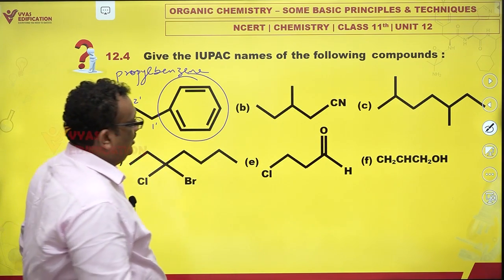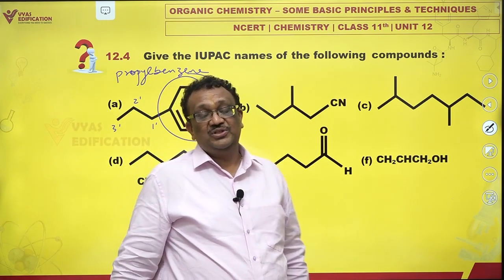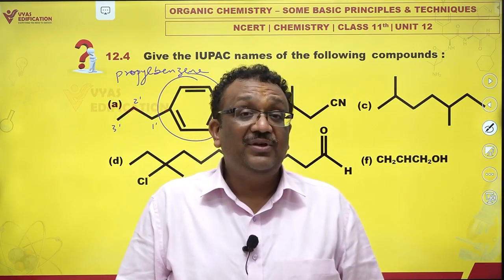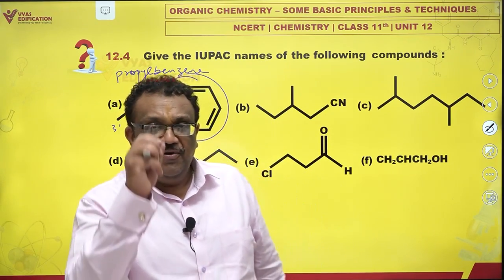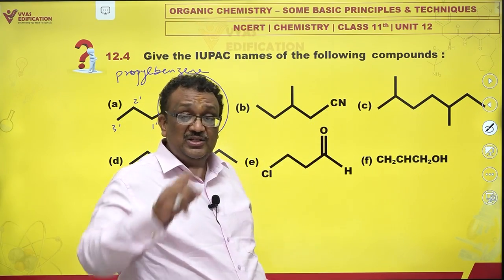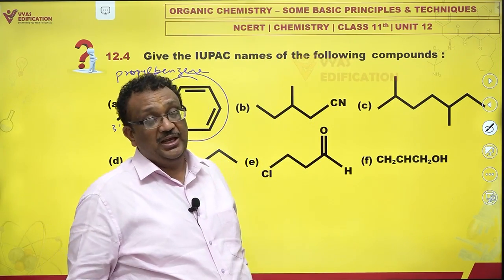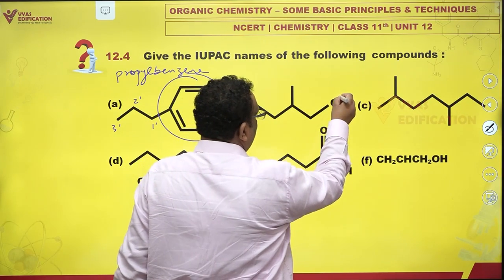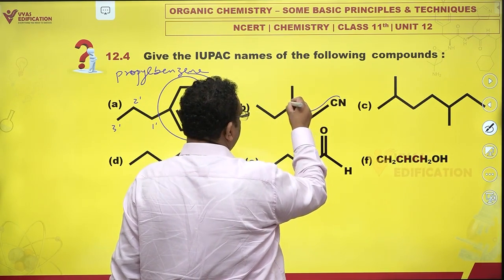B part, you have cyanide. Now cyanide has a suffix nitrile. And the very important part is, when you say nitrile, the carbon of cyanide is counted as a part of the main chain. So I would say that this is the main chain.